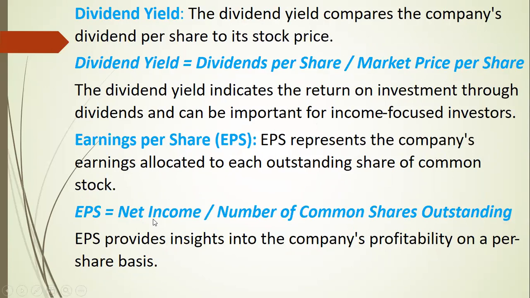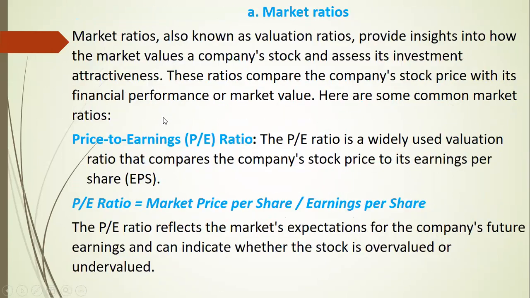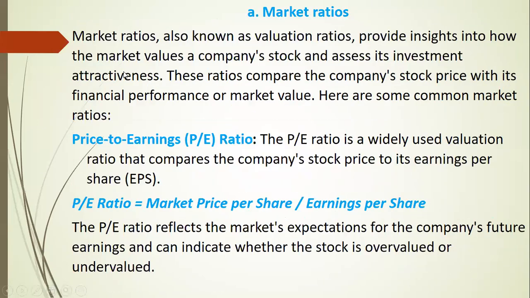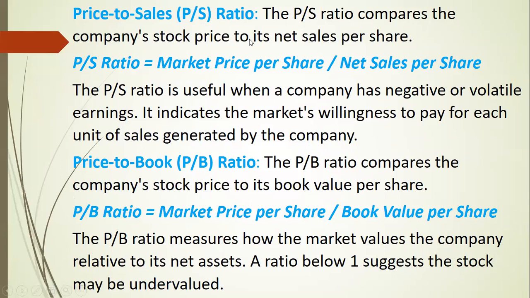Then we also have the earnings per share, the dividend yield. So we talked of the price earnings ratio, which reflects the market expectations from the company's future earnings and indicates whether the stock is overvalued or undervalued, isn't it? Then we have the price to sales ratio. It will be the market price per share over net sales per share, isn't it?